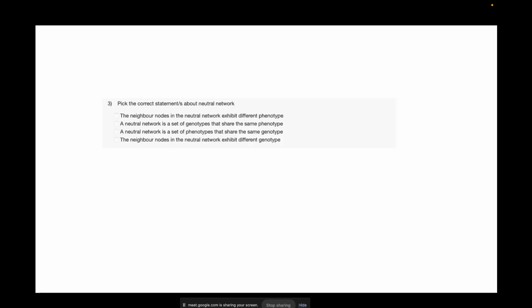And the final option is that the nodes in the neutral network exhibit different genotypes. This is correct. Neighboring nodes in the network represent genotypes that are one point mutation apart, so they must have slightly different genetic sequences as well. So that is correct. The answers are the second and the fourth option.